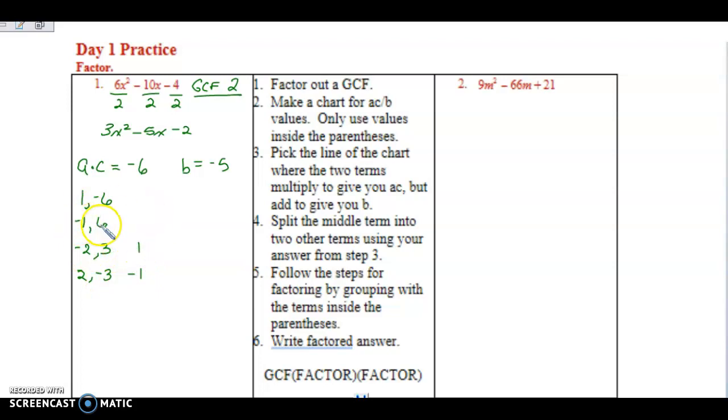Add that, I get 1. Add this, I get 5. And if I add this, I get negative 5. The one I'm looking for is negative 5, so these are the factors that I'm going to use in my equation. So I have 3x squared minus 5x minus 2, and I'm going to break this up using these two terms.